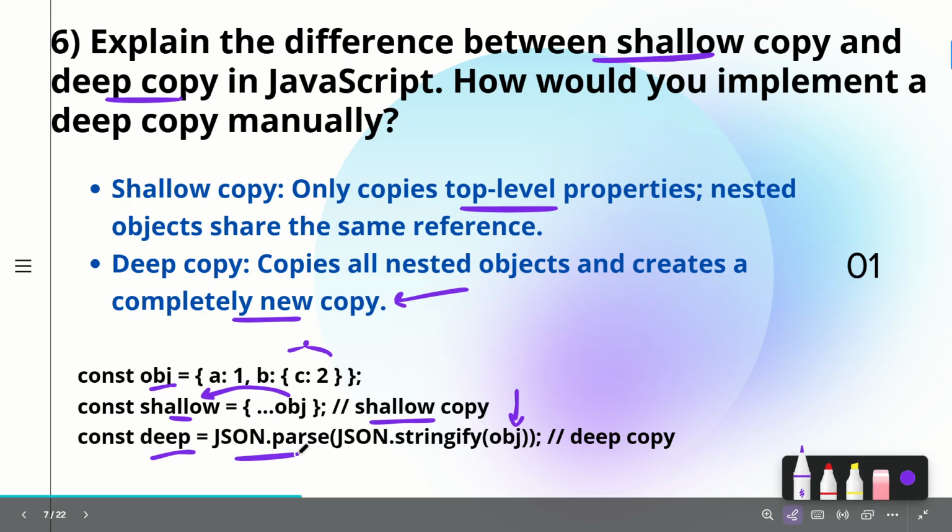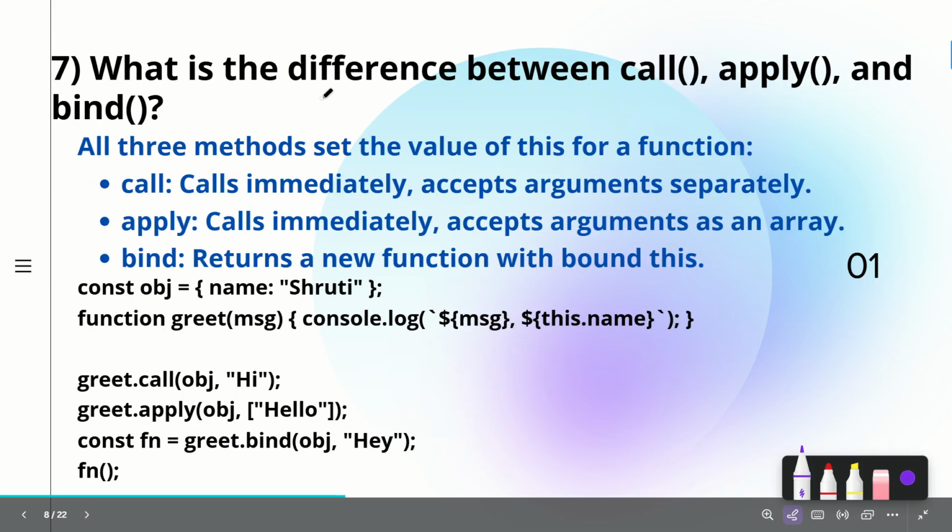So this is how you can do the deep copy. You have to make use of JSON.parse outside, and inside that you have to do the stringification of your object, that is JSON.stringify of your object. This is about the difference between shallow copy and the deep copy. Now let's go to the seventh question.